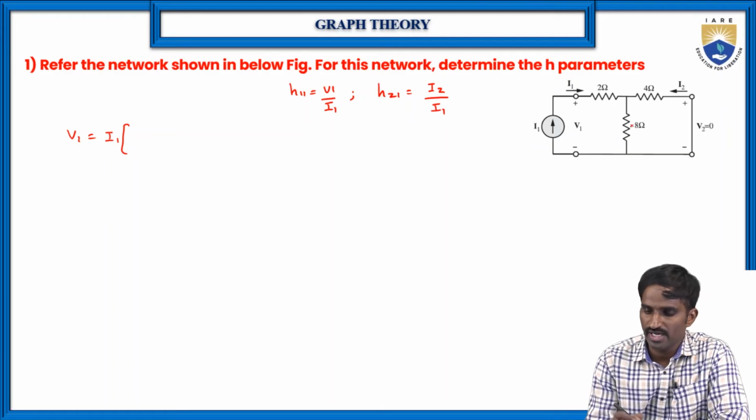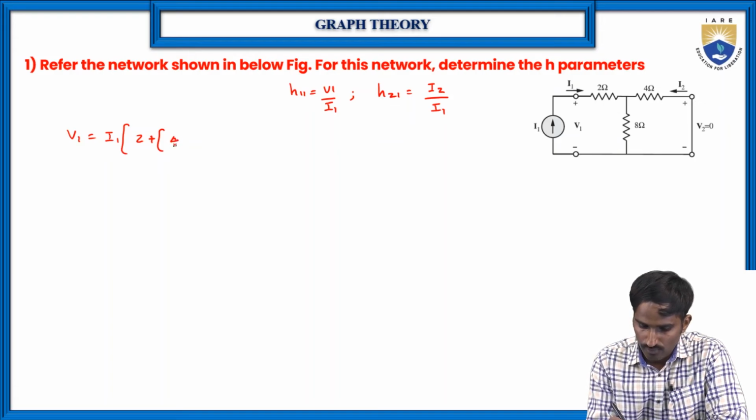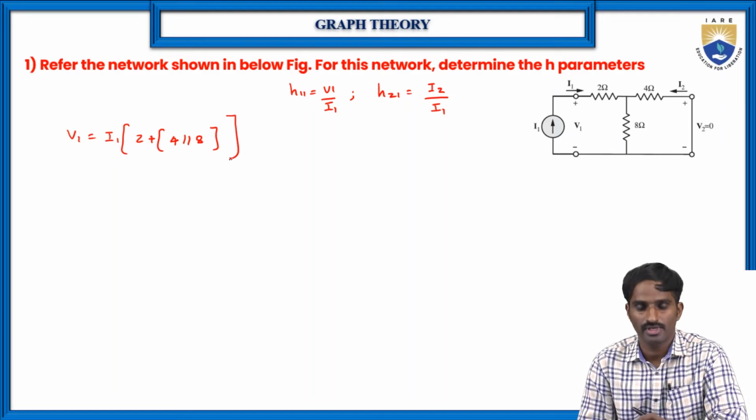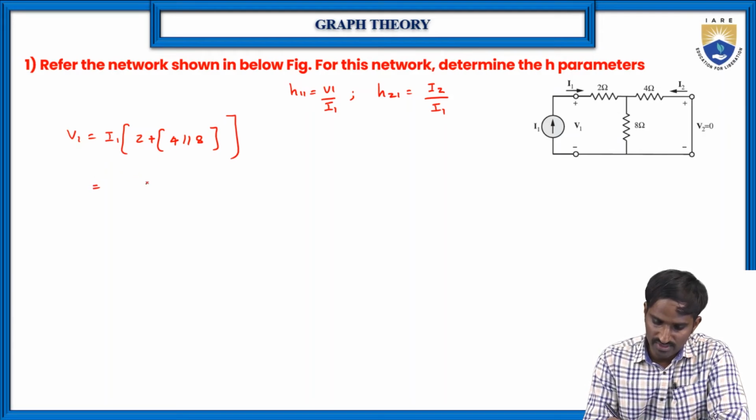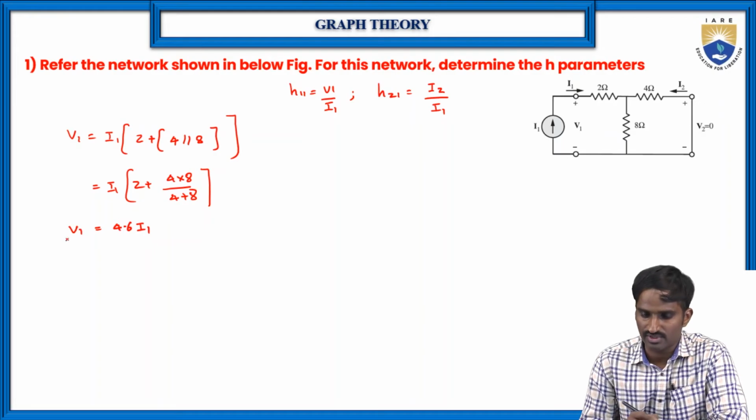So here 4 ohms and 8 ohms are in parallel. Let me write here: this 2 ohms plus this 4 ohms and 8 ohms in parallel, right? If you simplify this, R2 plus 4 into 8 by 4 plus 8, into I1, which is equal to 4.6 into I1, which is equal to V1, right?